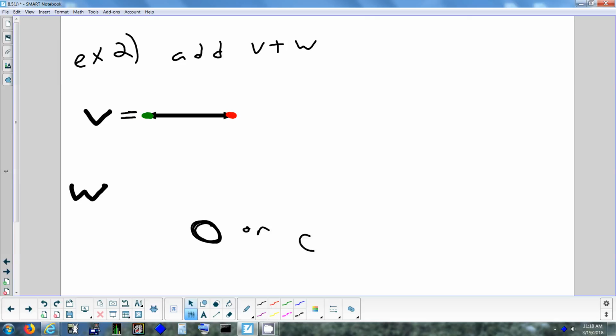Or you could write it this way. When you add two vectors, you always get a vector. You don't get a number. So you can't write the number 0. But what you can write is the zero vector.